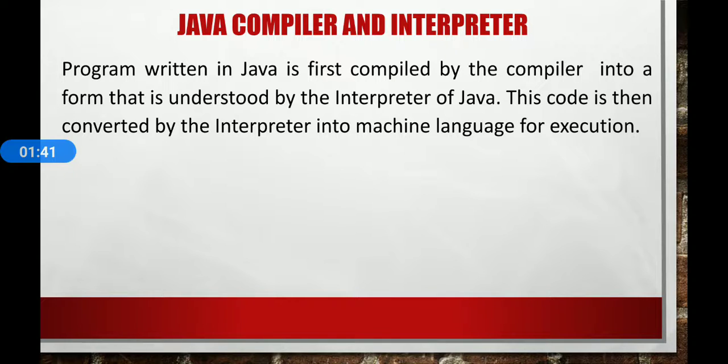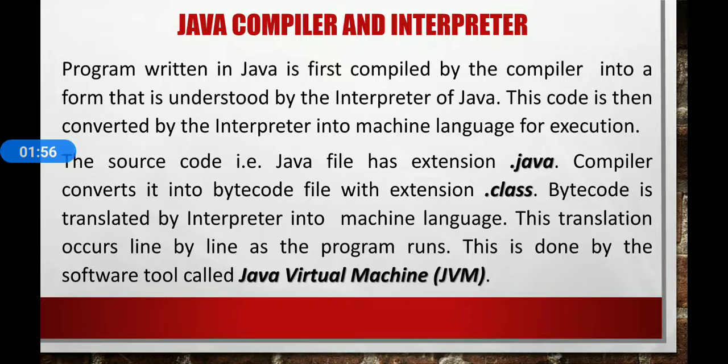It is because Java works with two translators, compiler and interpreter. A program written in Java is first compiled by the compiler into a form that is understood by the interpreter of Java. This code is then converted by the interpreter into machine language for execution.